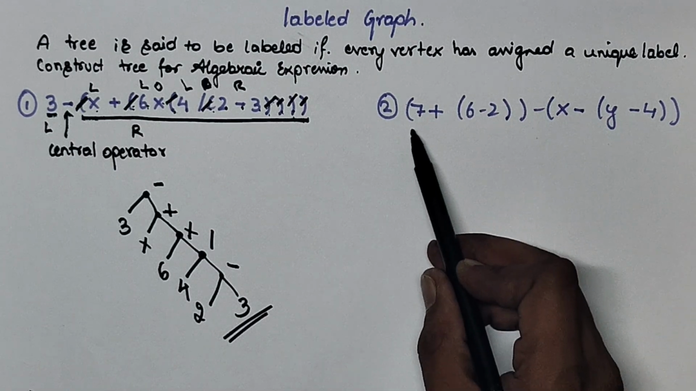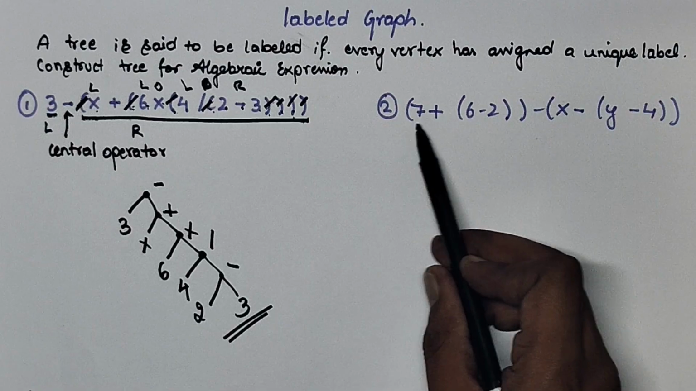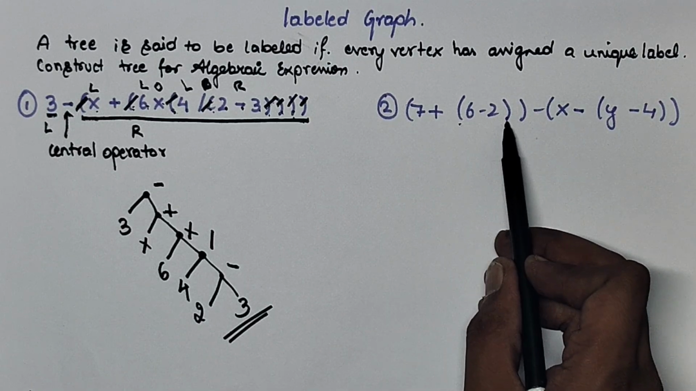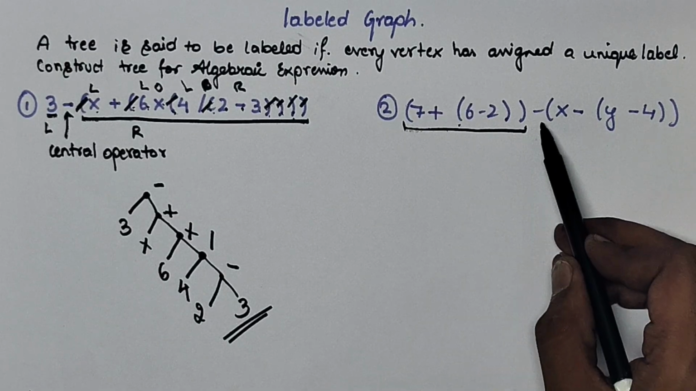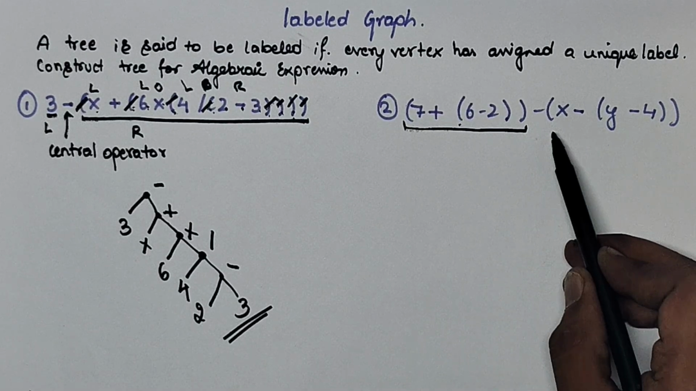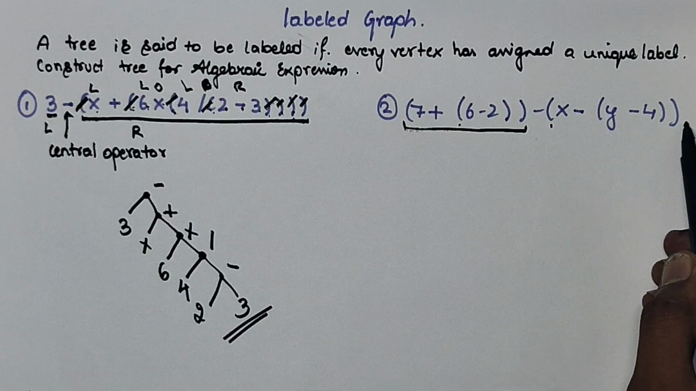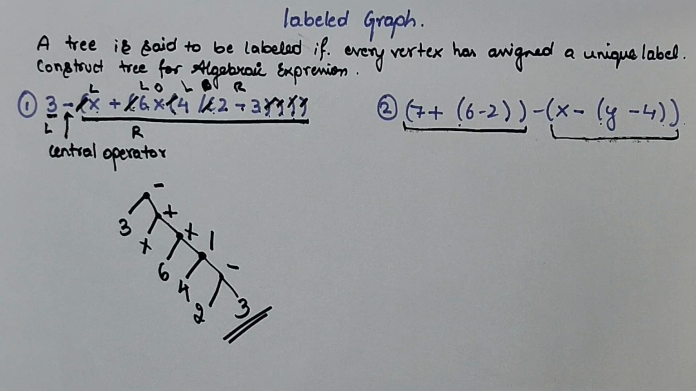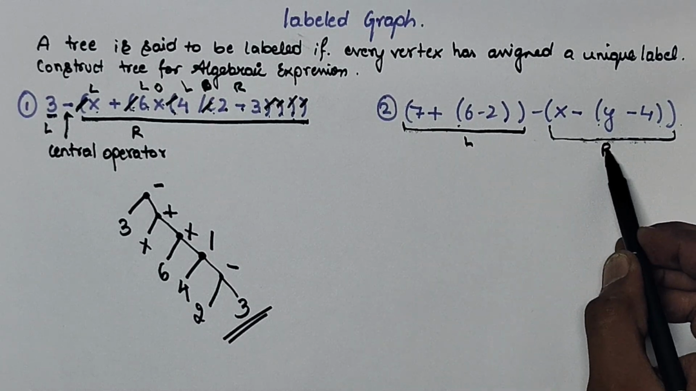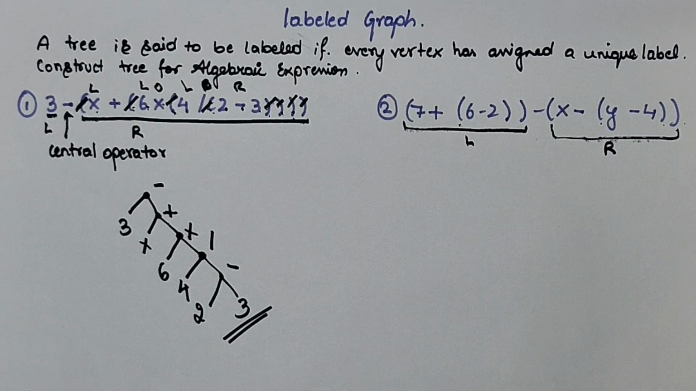Now if you see here, there is an open bracket, and again a closed bracket, open bracket, closed bracket. So you can conclude this is the separate one. Now minus, which is the central operator, and here if you see open bracket, closed bracket, open bracket, closed bracket, so you can consider this as the separate one. So this is left, this is right, and this is the central operator connecting the left and the right operands.